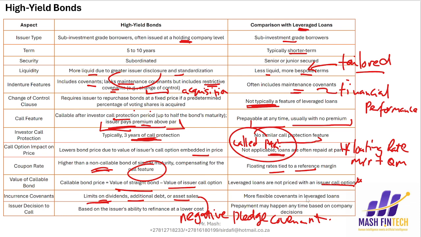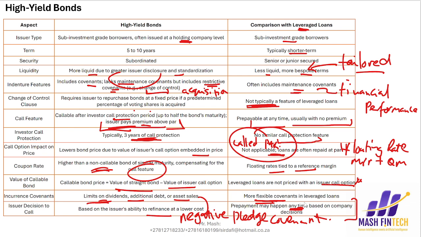But for leveraged loans, the covenants are more flexible, and they are maintenance covenants which have to do with financial performance. Okay, so they are more flexible with leveraged loans. And issuer decision on the call, this is based on the issuer's ability to refinance at lower cost for high yield bonds, and for leveraged loans, the prepayment may happen at any time based on the company decision. So prepayment happens anytime based on the company decision.